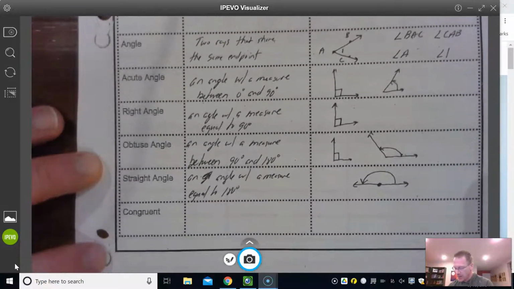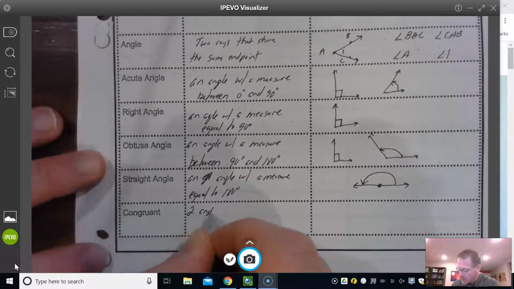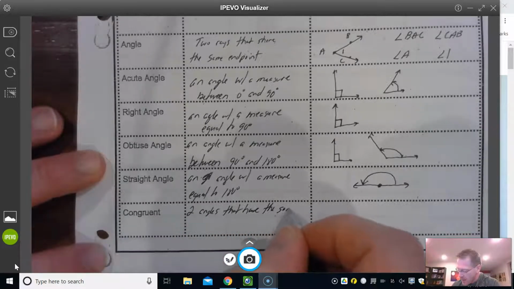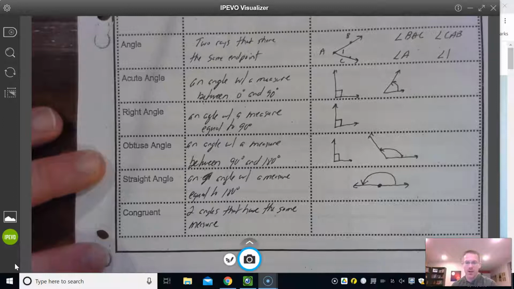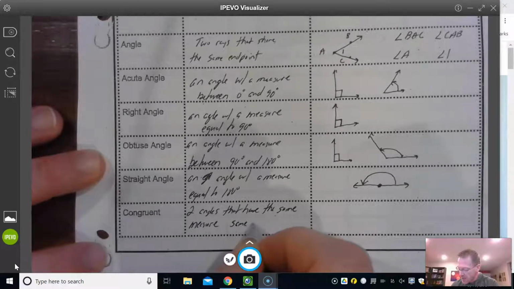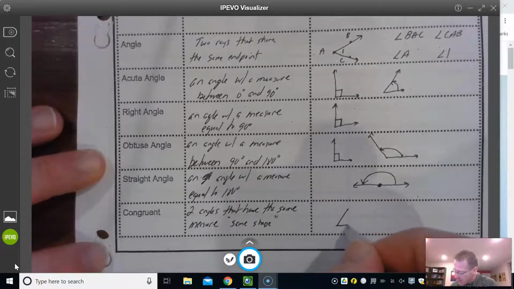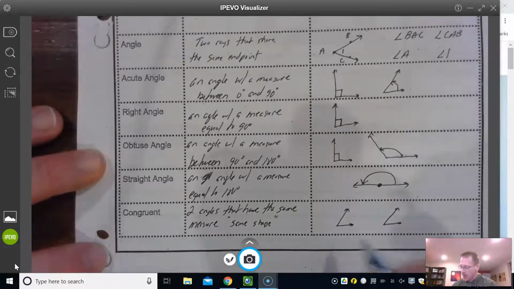Congruent. This is when two angles that have the same measure are congruent. Two angles that have the same measure are congruent. So think about the same shape here, like in this angle and that angle. Now, when we say congruent, we typically mark those angles.